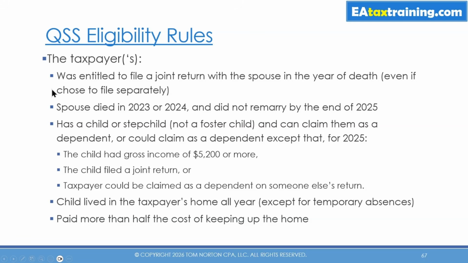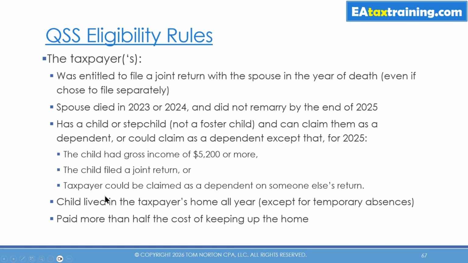So, what this is saying is you're claiming your child as a dependent unless the only reason you didn't claim them as a dependent is for one of these reasons. Then you still meet the eligibility as a qualifying surviving spouse.